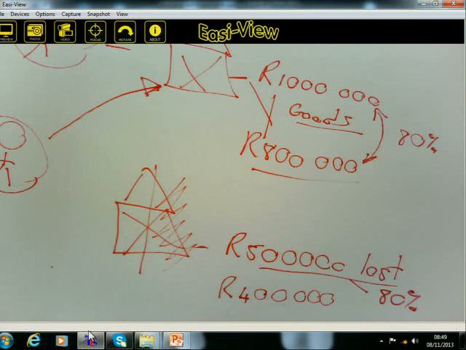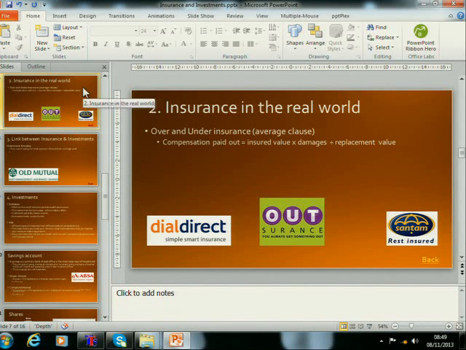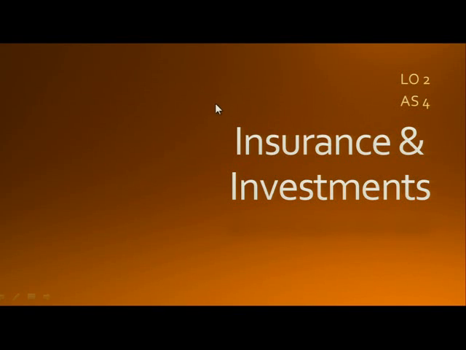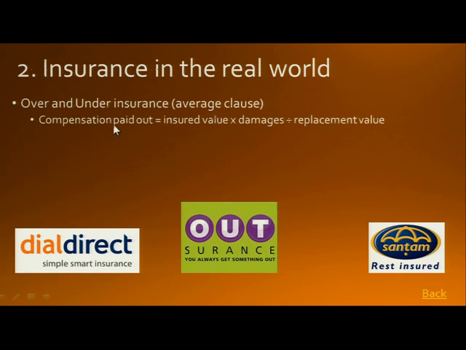So the formula, I will show you in a moment. The formula basically looks like this. The compensation that is paid out is the insured value times the damages divided by the replacement value. And this will give you your 400,000 Rand that we talked about. Now that's under-insurance, as you can understand, and that's kind of a hard thing to go by.